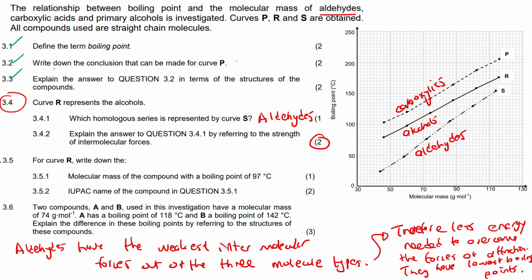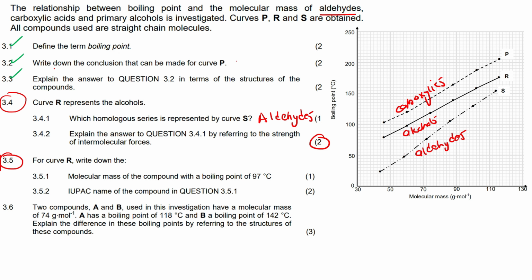Okay, now it says for curve R, which is the alcohols, write down the molecular mass of the compound with a boiling point of 97. So we go to a boiling point of 97, somewhere around here, but let's double check. This is 55, 60, 65, 70, 75, 80, 85, 90, 95, 100. It's going up in fives, so 95 is here, and 97 is sort of in the middle there. So you'd go in the middle, that one over there, and then you would go down.